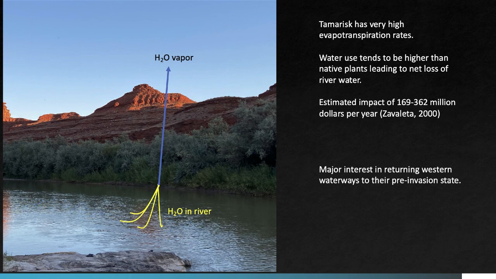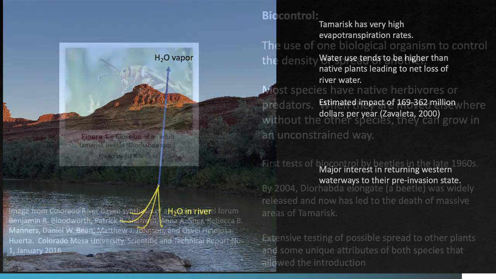It's often very difficult to estimate the environmental and economic costs of invasive species, but for tamarisk, one estimate placed the economic value from lost water somewhere between $169 and $362 million per year. For this reason, and because tamarisk changes the nature of these rivers for recreationalists and for native species, there has been a great interest in trying to find ways to return these western waterways to their pre-invasion states.